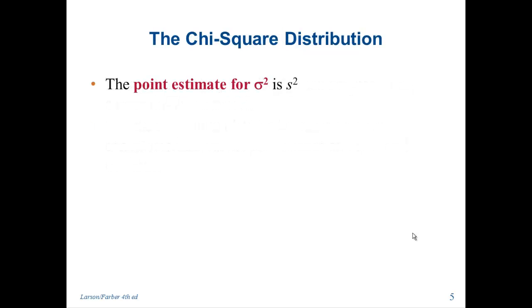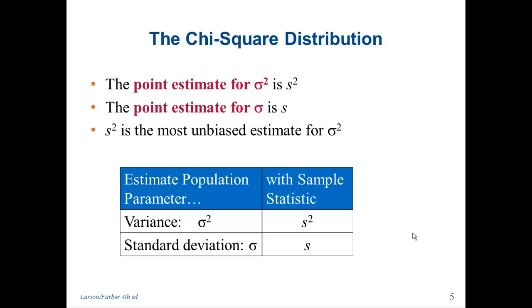First thing we need to know is the point estimate for variance is s squared. So that's sigma squared for the population, and we're not doing the population, we're doing a sample, so we're doing sample variance, so that's s squared. The point estimate for sigma is s, so that's standard deviation. So s squared is the most unbiased estimate for sigma squared. So variance is sigma squared for the population, and for a sample, s squared, and standard deviation, sigma, is population, and s for sample. And we are doing sample statistics, so we're going to be using s squared and s.